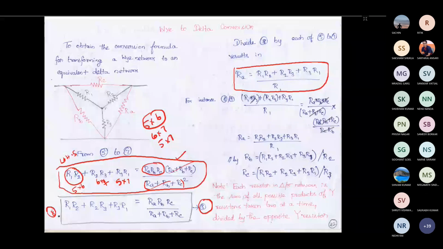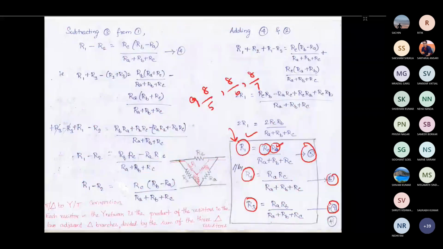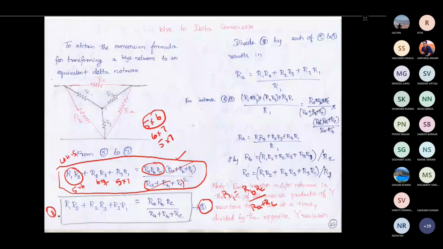For example, for instance, now this is equation number 8. This is equation number 8, right? So equation number 5 is R1 is equal to RB RC divided by RA plus RB plus RC, right? So you divide left hand side with the left hand side. So here you divided with R1. On the right hand side, you divided with RB into RC.